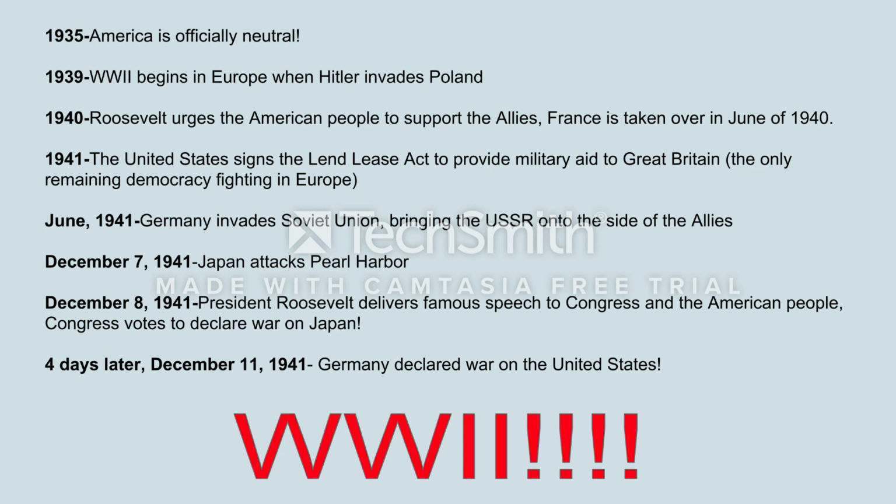In June of 1941, Germany invaded the Soviet Union, which brought the Soviet Union into the war on the side of the Allies. On December 7, 1941, Japan attacked Pearl Harbor. On December 8th, Congress votes to declare war on Japan. And 4 days later, for the first and only time in World War II, Germany declared war on another country by declaring war on the United States.